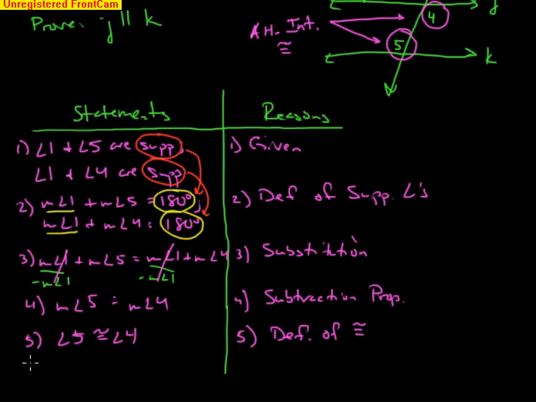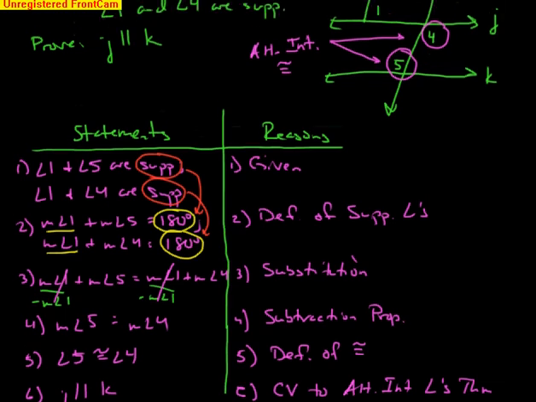And look what we've done. We have shown that angle 5 and angle 4 are congruent. And they are alternate interior angles. So, by the converse to the alternate interior angles theorem, we can say that lines J and K are parallel by the converse to the alternate interior angles theorem. And there's the proof.